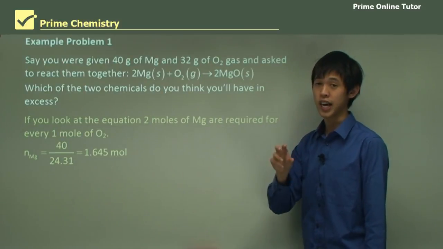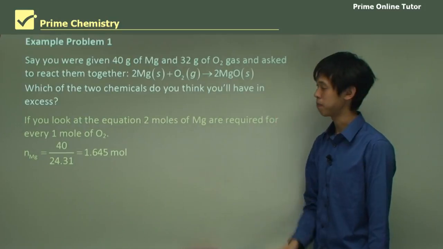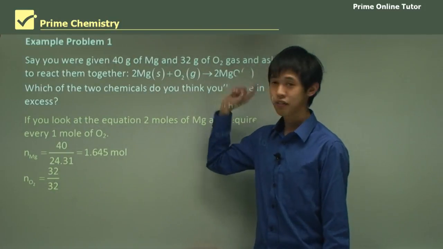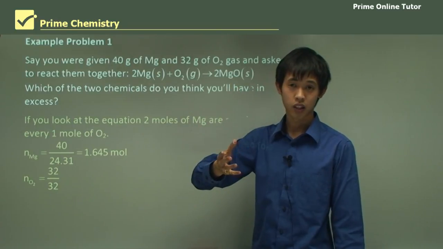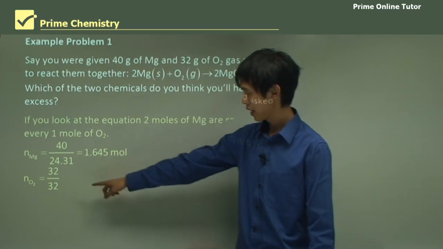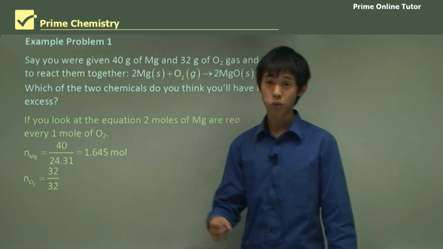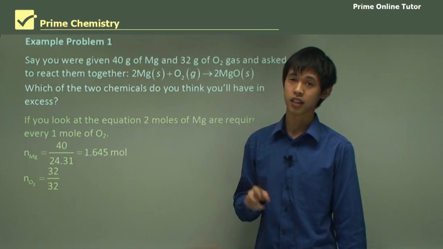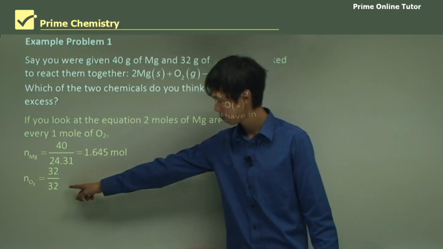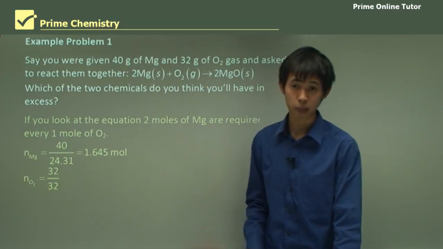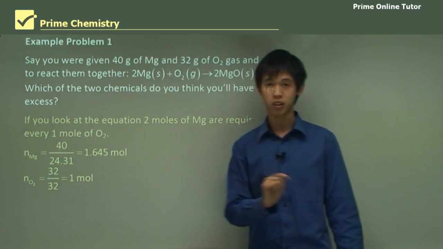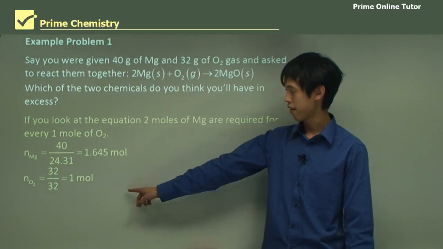So now let's calculate the moles of oxygen. So oxygen gas. So there's 2 oxygen atoms. So we got 32 grams of it from the question. And if you look at the molar mass of O, it's 16, but there are 2 of them. So 16 times 2 is 32. And so that's our molar mass. And so we have 1 mole. All right? So we have 1 mole of oxygen.